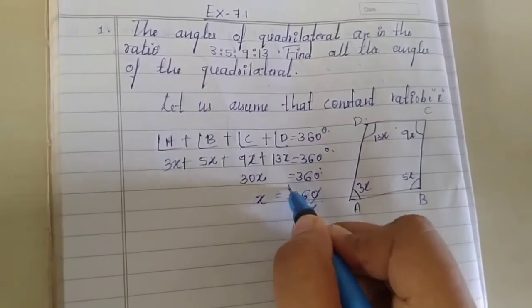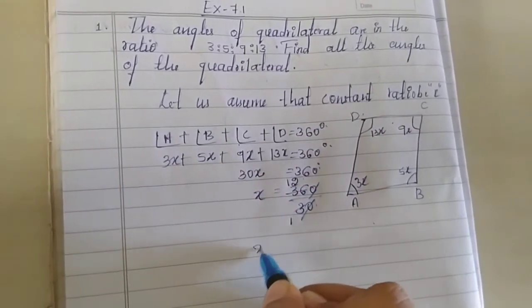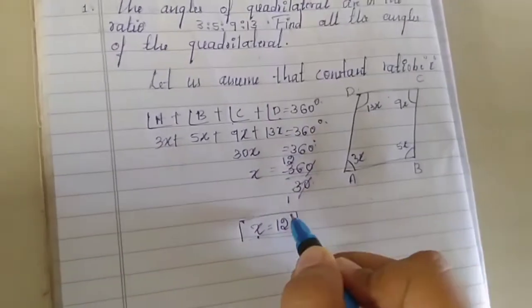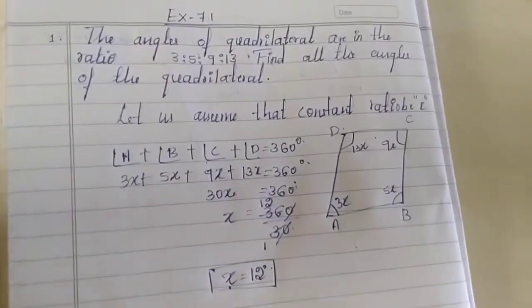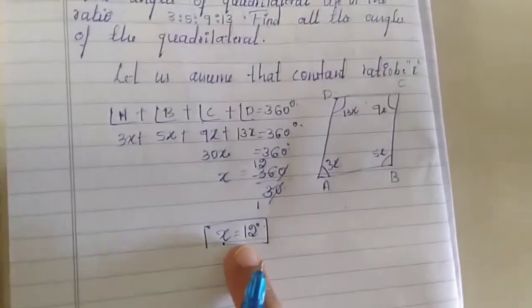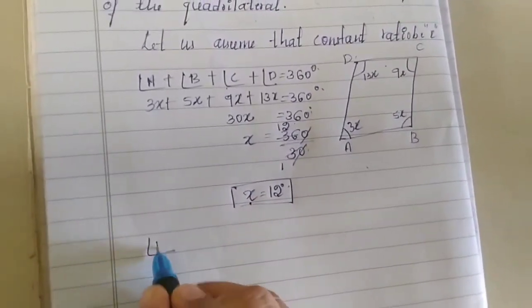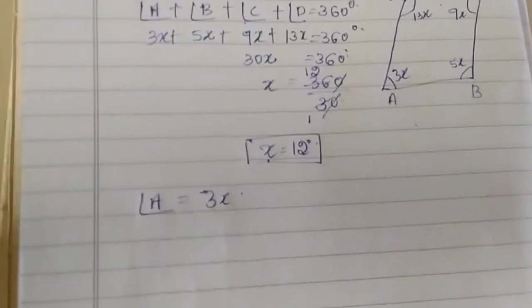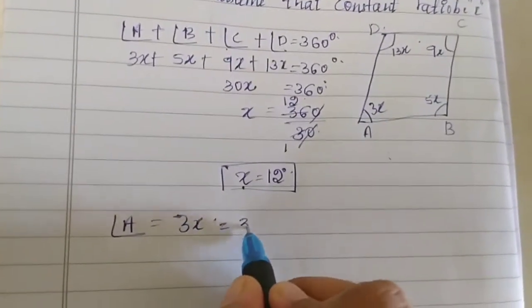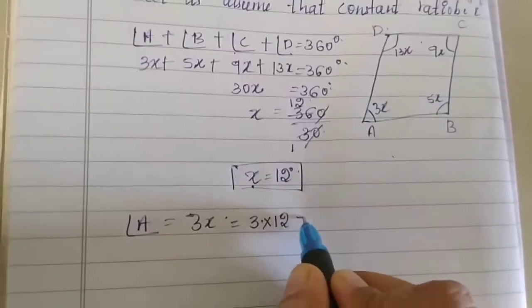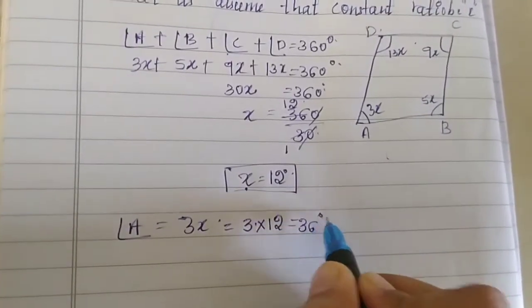3 ones are 3, 3 twos are 6. So what is the value of x here? The value of x is nothing but 12 degrees. Now you have to find all the particular angles as you know the value of x. The first angle, angle A, is 3x. Substituting the value of x, 3 into 12 is equal to 36 degrees.